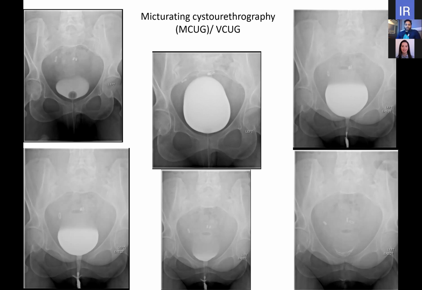So as the contrast is excreted or eliminated, you should see a reflux either on filling of the urinary bladder or on emptying of the urinary bladder. So this is a normal study, so there's no evidence of reflux here.